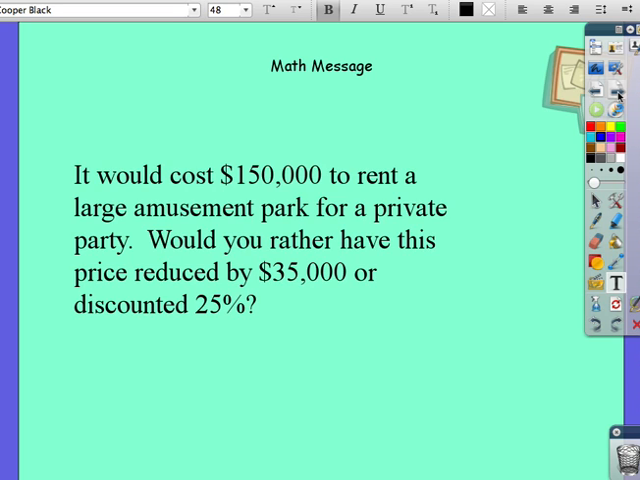All right, math message. It would cost $150,000 to rent a large amusement park for a private party. Would you rather have this price reduced by $35,000 or take a discounted rate of $25,000? This is a real life example of where you need to know percentages. And hopefully by the end of this lesson you'll be able to figure out this answer.